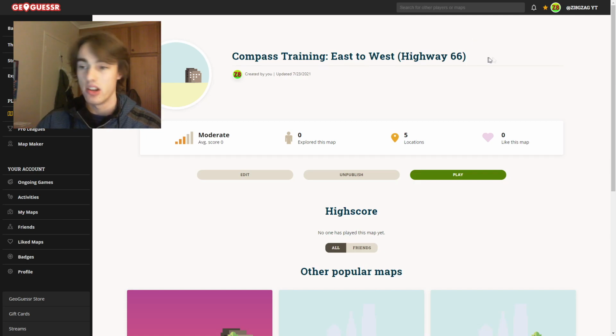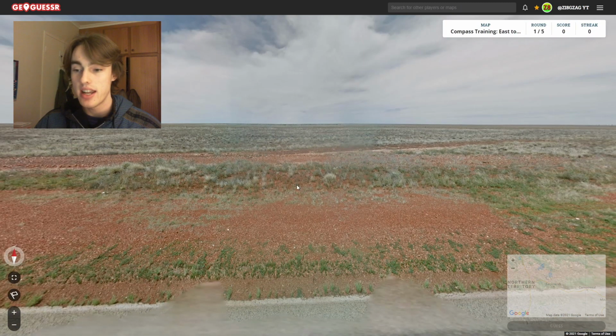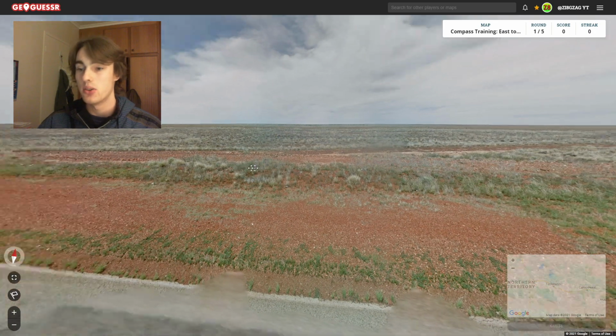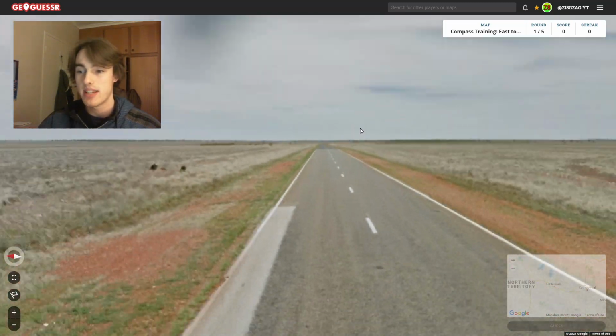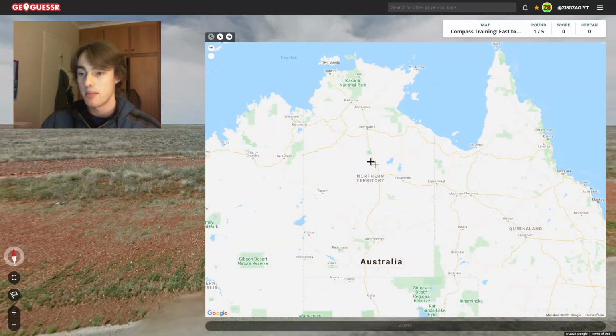Okay guys, I'm now coming at you live, and I have a compass training map or two, both of which will be linked in the description, and here we have east to west on Highway 66, just 5 locations, and I'll show you why in Australia we will need to know the road angles in order to be able to get a good score. So you can see here we are in the absolute middle of nowhere. There's basically no distinguishing features to this entire spot.